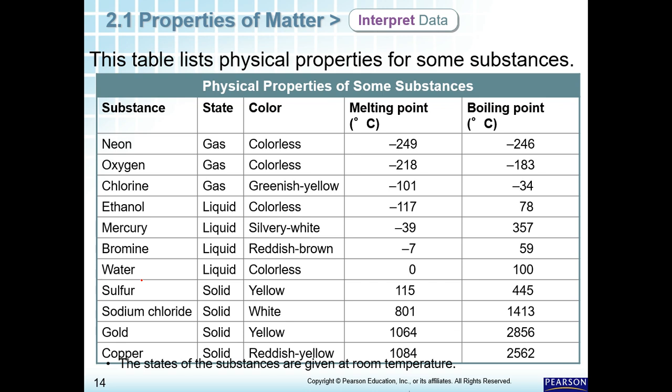Here are other examples of physical properties. If we're going to look at a substance, such as elements like neon and oxygen, or even compounds like sodium chloride, you can tell the state of matter that it's in. That is a physical property. We've already talked about color, and two other very important physical properties are melting point and boiling point.